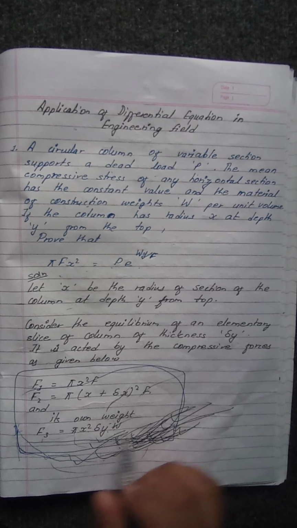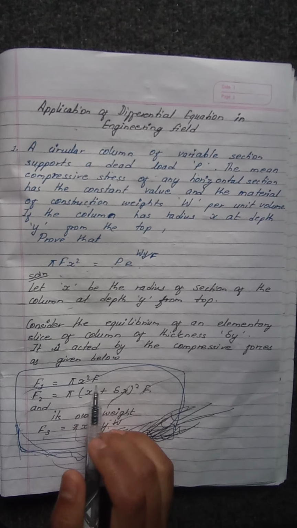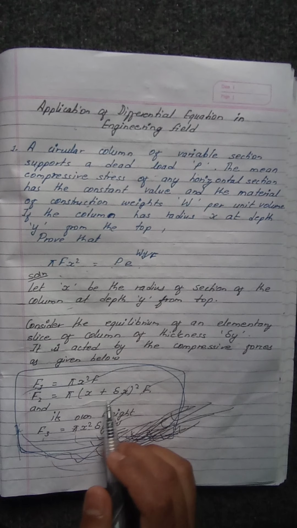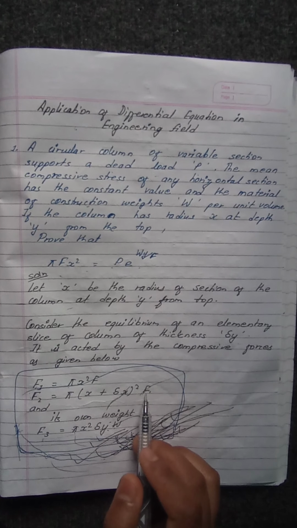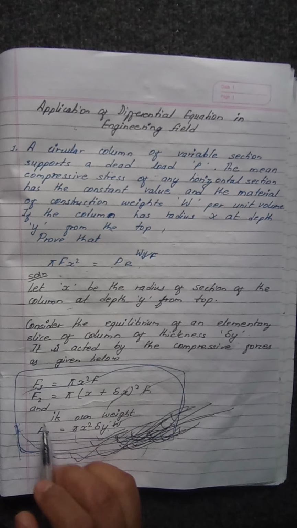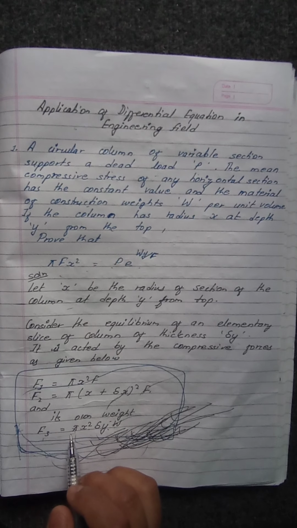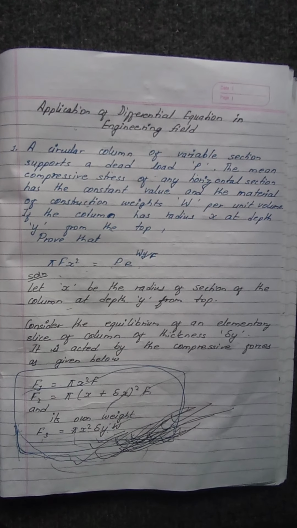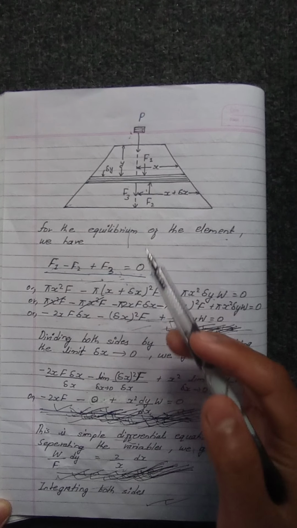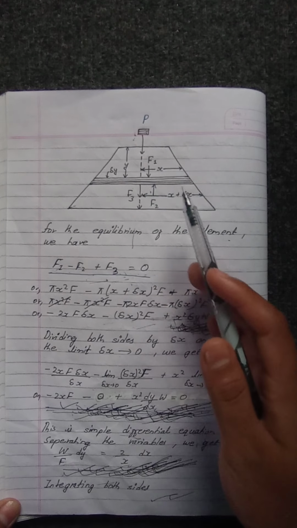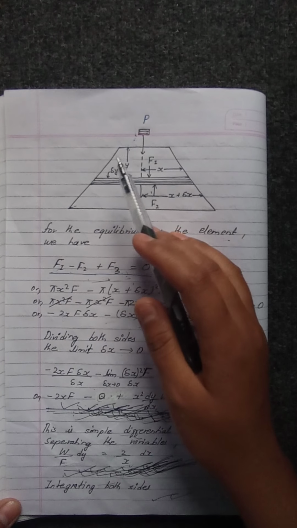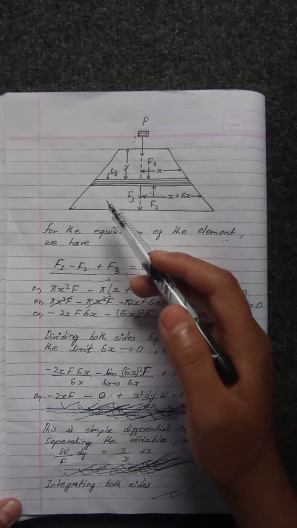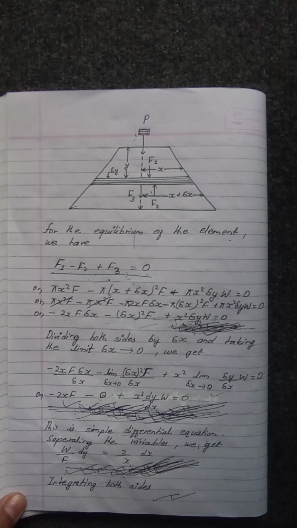Over here you can see F1 equals pi x square f, F2 equals pi x plus del x whole square f, and its own weight F3 equals pi x square del y w. You can see these forces. Here you can see the diagrammatic representation of those forces, dead load P, depth, and so on.